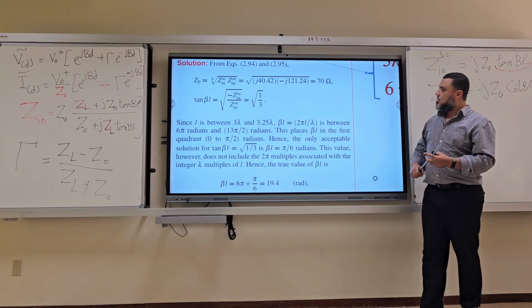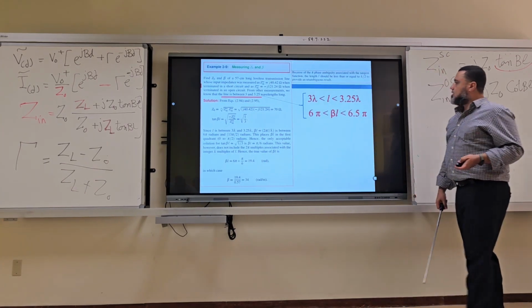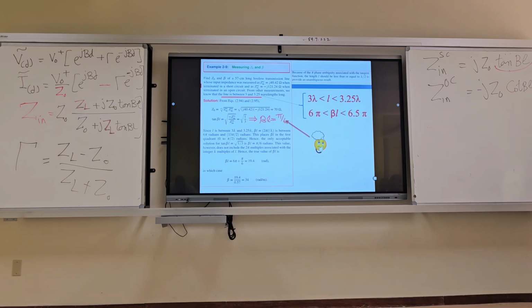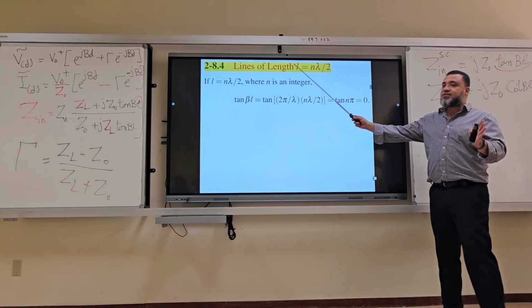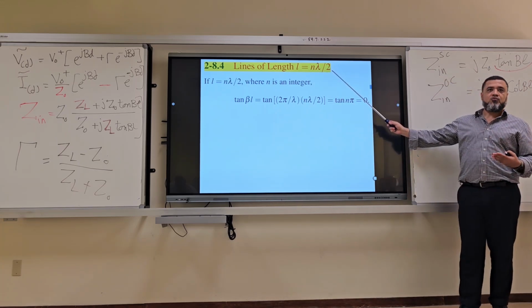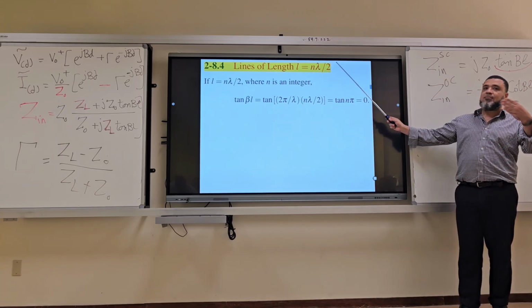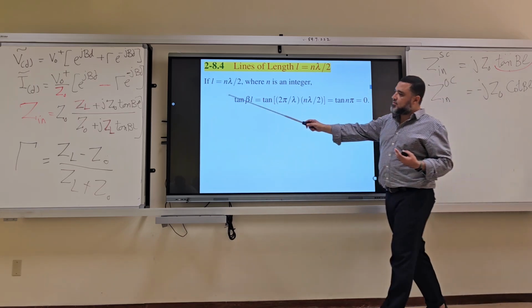Does this make sense? So please read this example again. As I told you, in some examples you will find tricky points like this. You need to practice. Now, we have a special case if the length of the line is n lambda over 2. 1, 2, 3 lambda over 2. In this case, what is the emotive impedance?